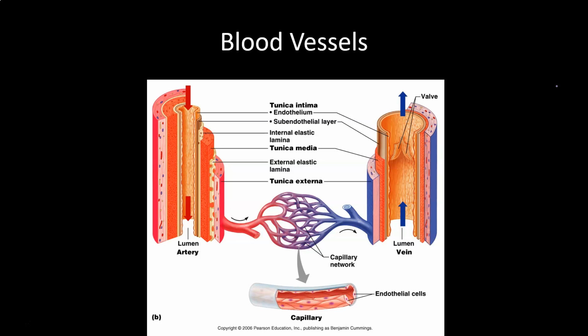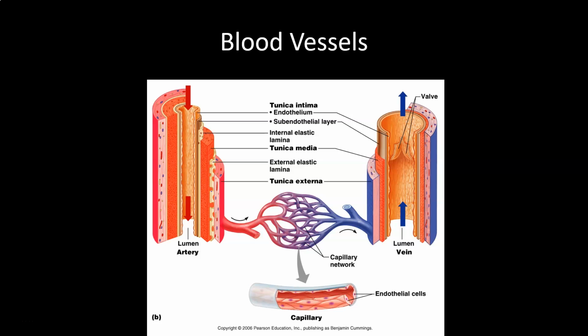Okay, then we come back to blood vessels again. What type of tissues make up the walls of blood vessels? Well, we have epithelial tissue that's in direct contact with the blood. We have smooth muscle that helps propel the blood forward. And then we have connective tissue that makes the blood vessels sort of elastic.